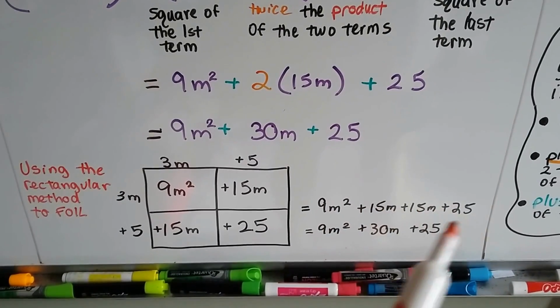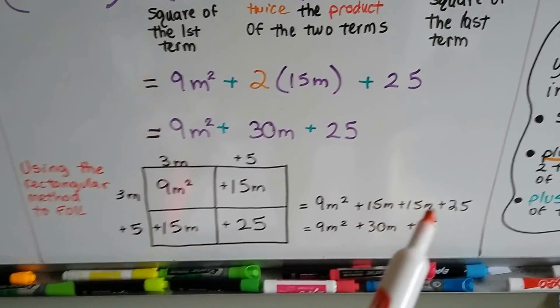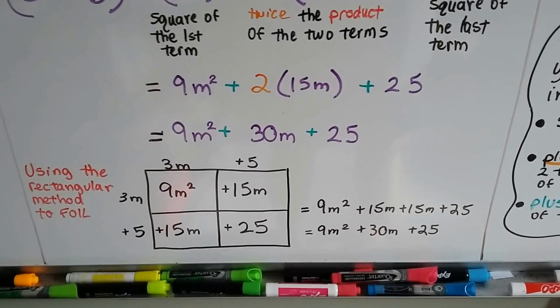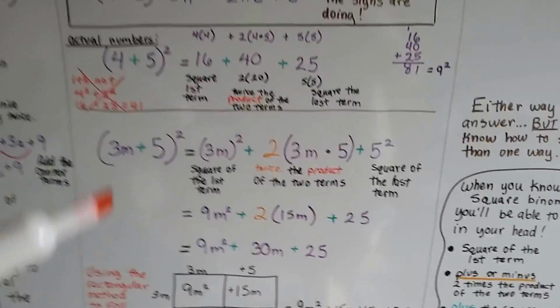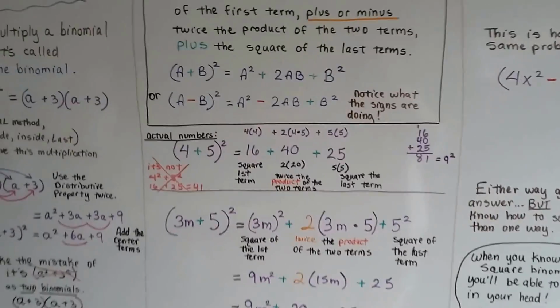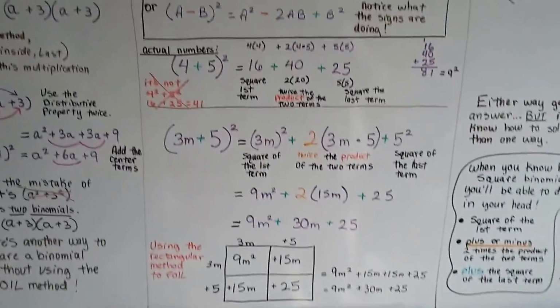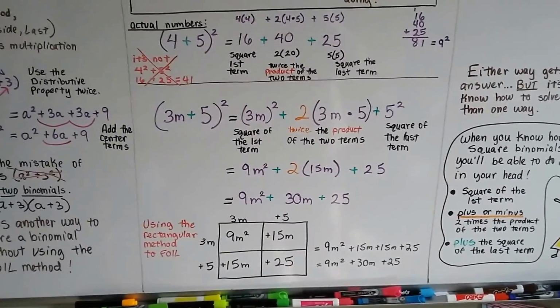When we write them all down, we can combine these two center terms and get the 30m, and we get the same answer, see? So we can use the squaring binomial method. We can use the FOIL method. We could use this rectangular method, all right?